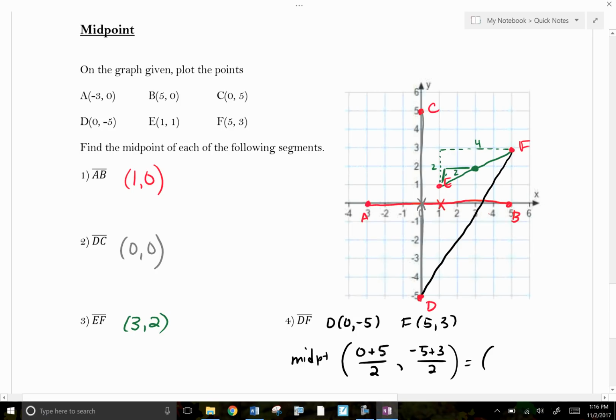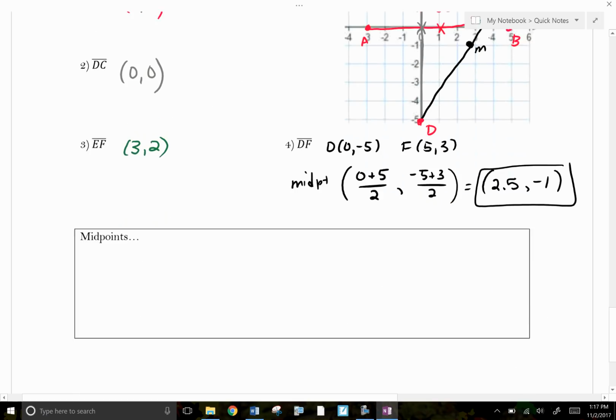So let's see, 0 plus 5 is 5, 5 divided by 2 is 2.5. Negative 5 plus 3 is negative 2. Negative 2 divided by 2 is negative 1. 2.5, negative 1 is right about there. And now my line's not perfect, but we can assume it's supposed to be on there. So there's my middle.